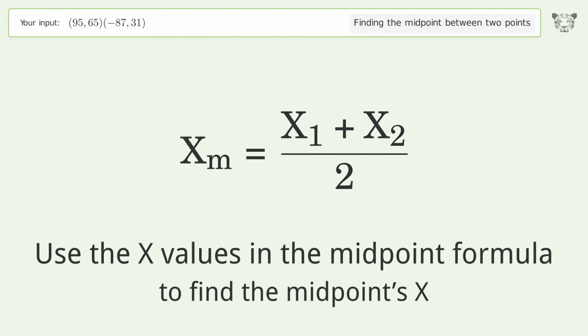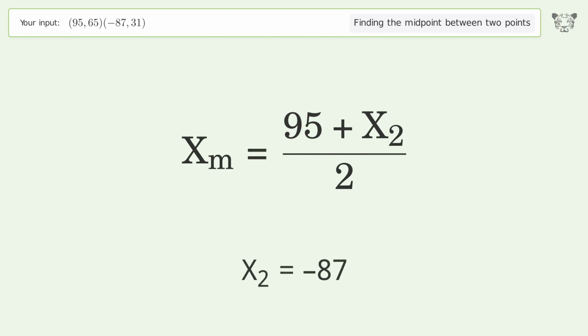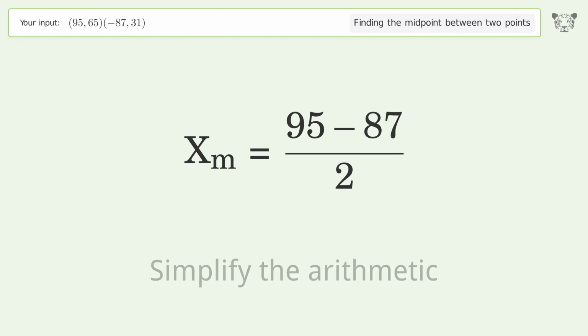Use the x values in the midpoint formula to find the midpoint's x. x1 equals 95. x2 equals negative 87. Simplify the arithmetic.